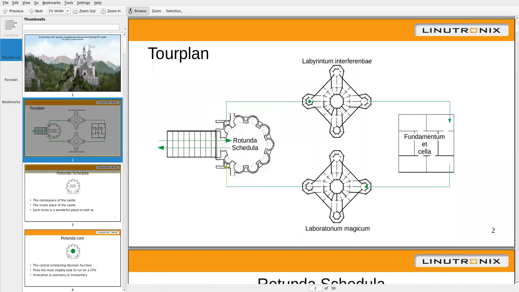Here is the tour plan. So that's the places we are going to visit in that castle. We are here. Can you see my cursor? Move it around, wiggle it. No, obviously you can't see it. So yeah. So we start at the left at the staircase.